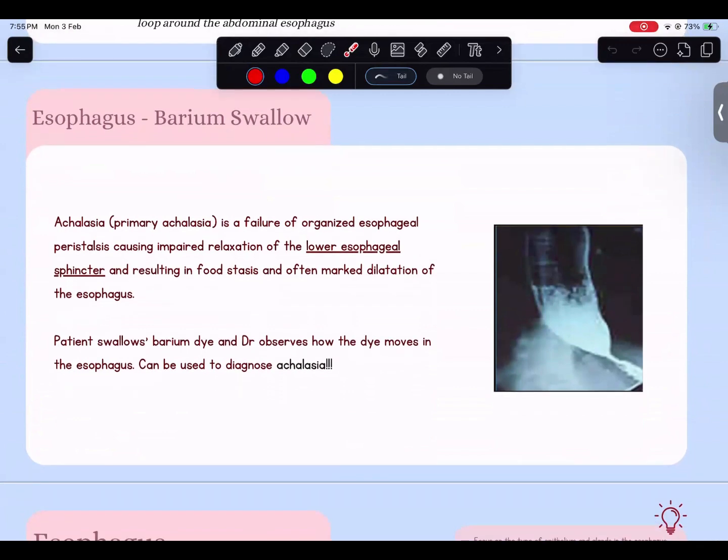So achalasia is basically a failure of the esophageal sphincter to relax, the lower esophageal sphincter. When you swallow food, your esophagus is going to contract and relax for the peristalsis of the food to go down to the stomach. However, if your lower esophageal sphincter is not relaxing and it's always contracted, you're not going to be able to push the food down to your stomach. There's a test called the barium swallow, where the patient swallows a barium dye and the doctor observes the constriction of the esophagus to diagnose achalasia, which is when the lower esophageal sphincter is not working. And this is what it looks like. Okay.